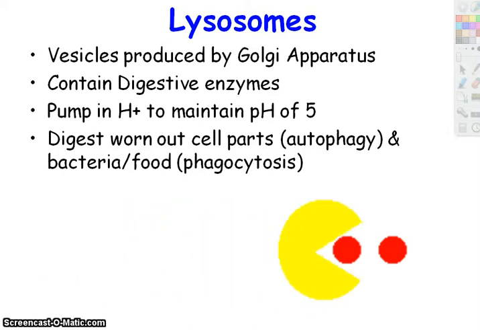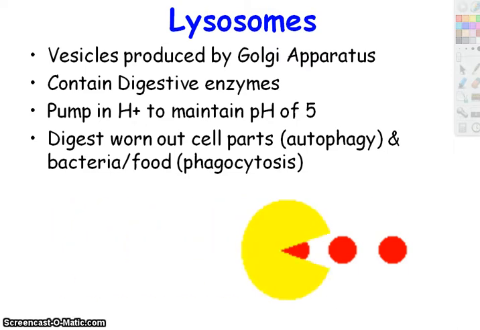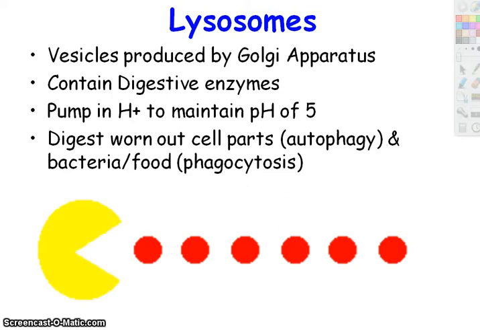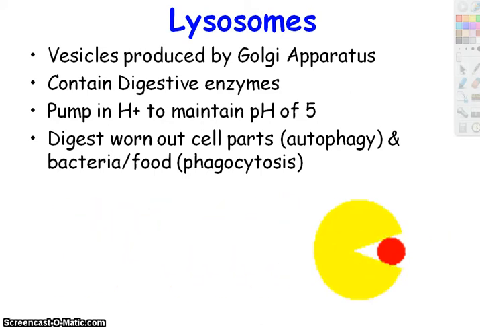So phagocytosis would be cell eating. It would literally eat something and digest it. All right, so auto means self. So autophagy would be breaking down, eating its own cell parts that are left over, that are old, that need to be recycled, and then the recycled bits can be rebuilt. And then phagocytosis is when a cell eats a virus or a bacteria or anything that doesn't belong.